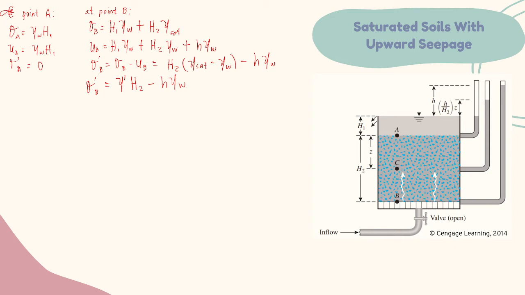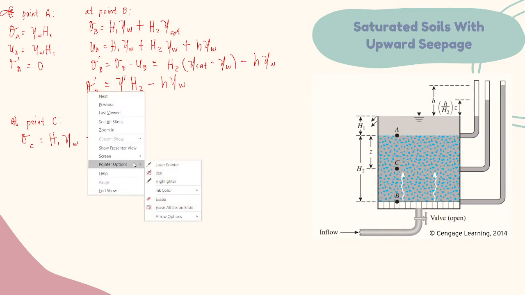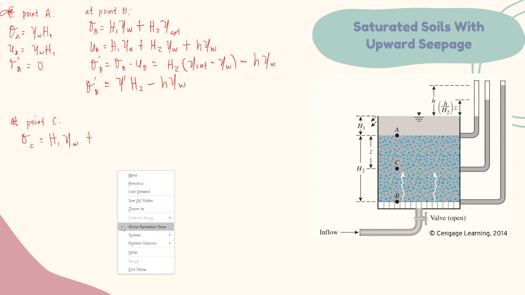So what if it's in point C? So at point C, we have the total stress sigma sub C is equal to H sub 1 times unit weight of water plus, not H sub 2, the saturated unit weight times Z.